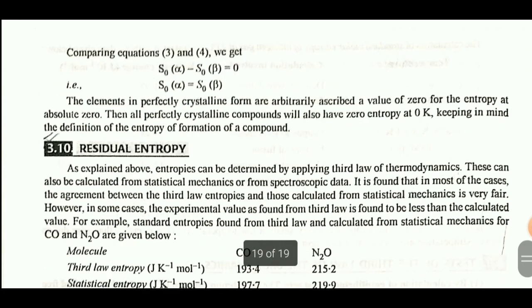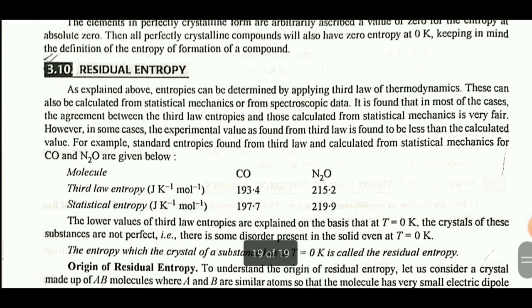The elements in perfectly crystalline form are arbitrarily ascribed a value of 0 for the entropy at absolute 0. Then all perfectly crystalline compounds will also have 0 entropy at 0 K, keeping in mind the definition of the entropy of formation of a compound.